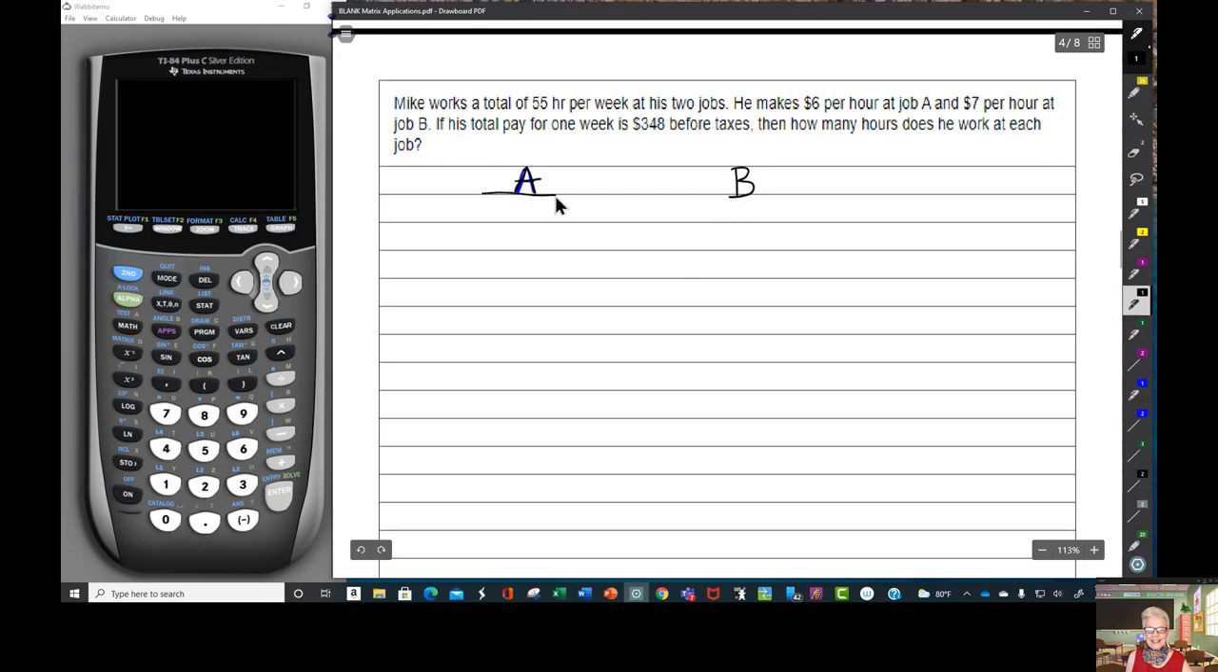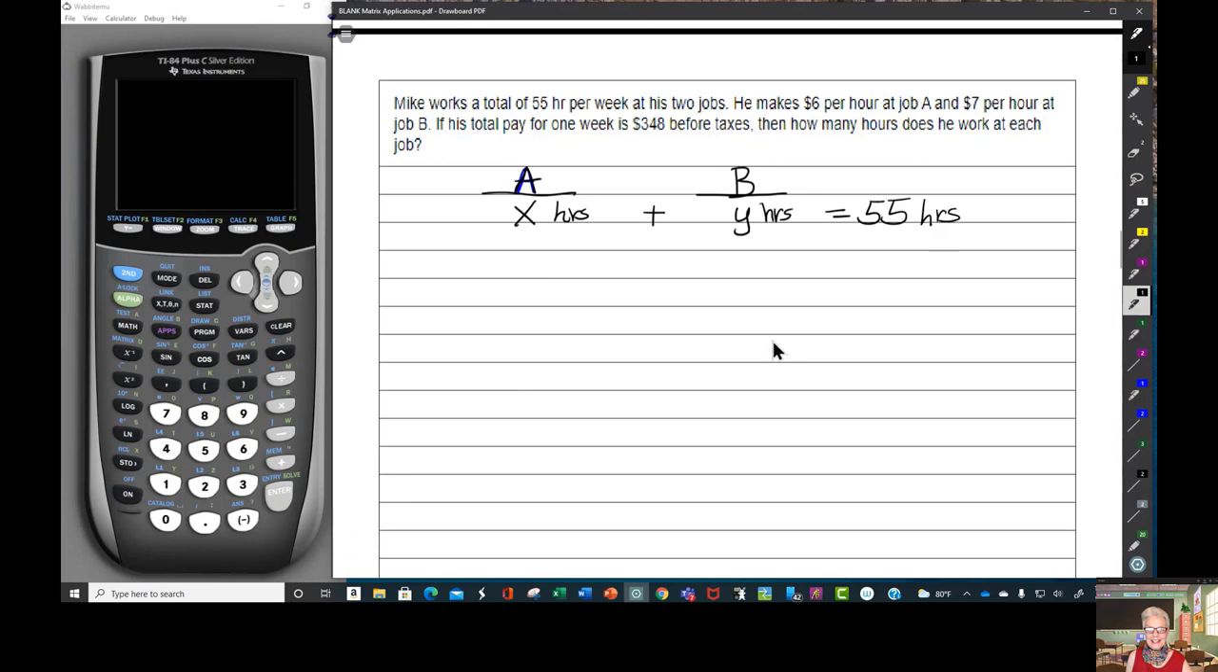And he works 55 hours a week at the 2 jobs. So if we let X be the hours he works for job A, or you could let A be the hours he works for job A, that would make more sense, quite frankly. And Y be the hours he works at job B, then X plus Y is going to equal 55 hours.